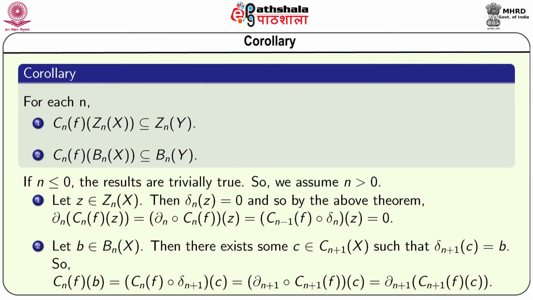If we wish to prove the first one, then we start with a point z from Zn x, and since it is in Zn x, delta n z will be 0. So, the theorem says the commutativity of the diagram gives that del n Cn f z is equal to del n compose Cn f operating on z, and that is equal to Cn minus 1 f compose delta n operated on z, and that is equal to 0.